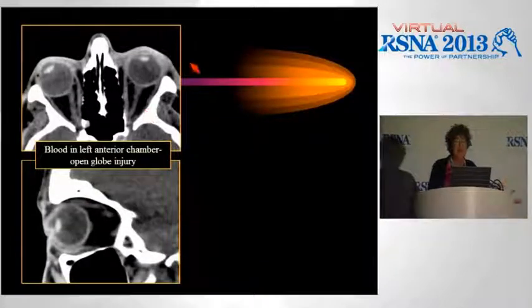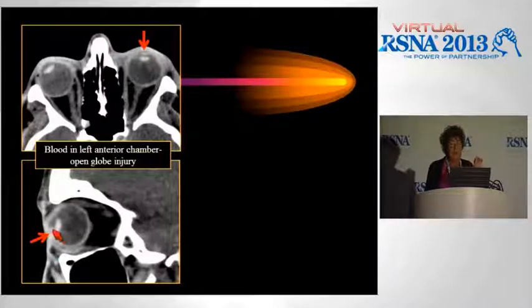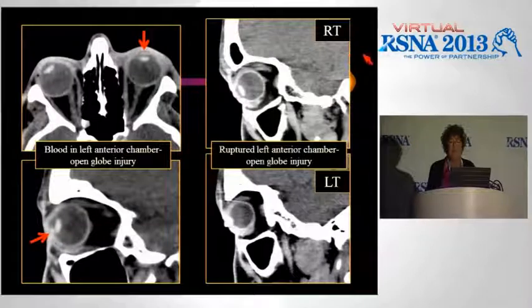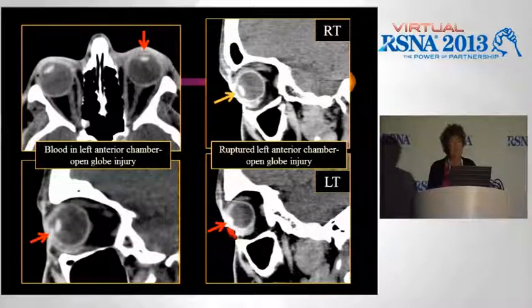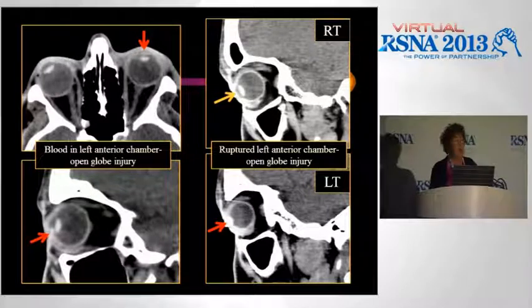So here we have blood in the anterior chamber. This is actually an open globe injury. The patient has markedly decreased vision. In another patient, this is rupture of the anterior chamber. And I love these parasagittal images. Sometimes you see this the best. Notice the normal anterior chamber here, 2 or 3 millimeters. And on the left side, the anterior chamber is deflated. It is ruptured. This is an open globe injury, and the patient had no light perception.